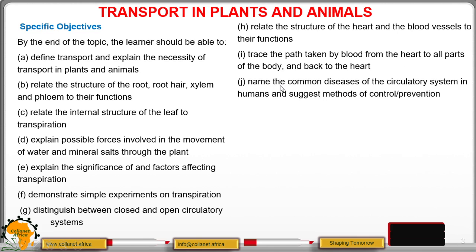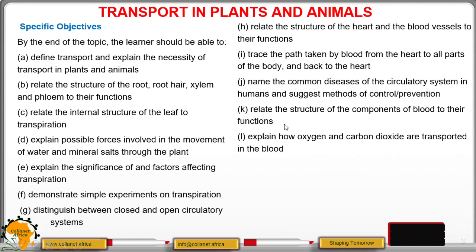Similarly, name the common diseases of the circulatory system in humans and suggest methods of control as well as prevention. Relate the structure of the components of blood to their functions. Also, explain how oxygen and carbon dioxide are transported in the blood.